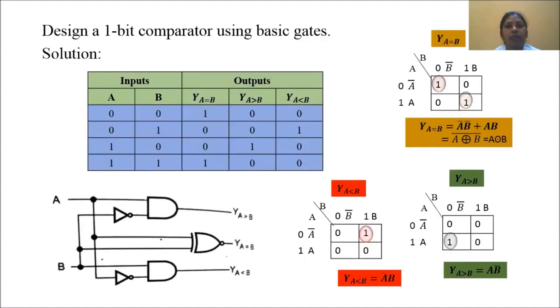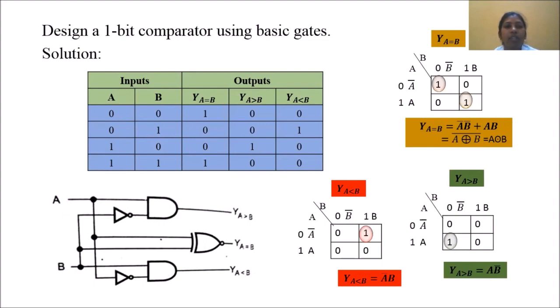So this is an example of one-bit comparator using basic gates. So when coming to the one-bit comparator, we have only one bit in A and one bit in B. So A and B are the inputs, and the outputs usually have three cases: A equal to B, A greater than B, A less than B. Whichever case is true, that will be high, and the remaining cases will be low.